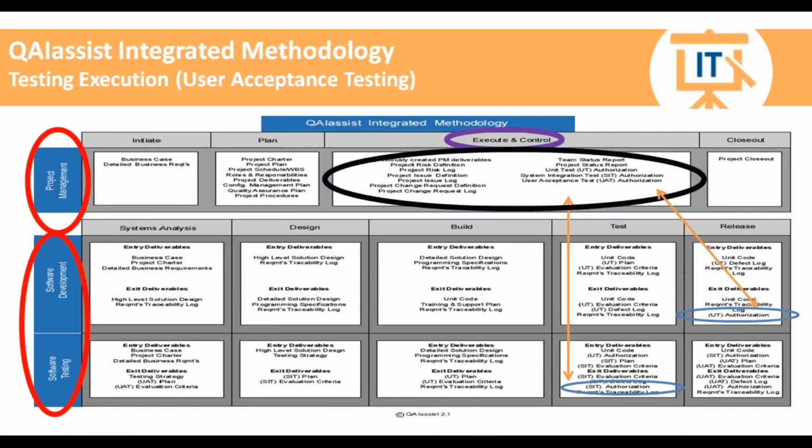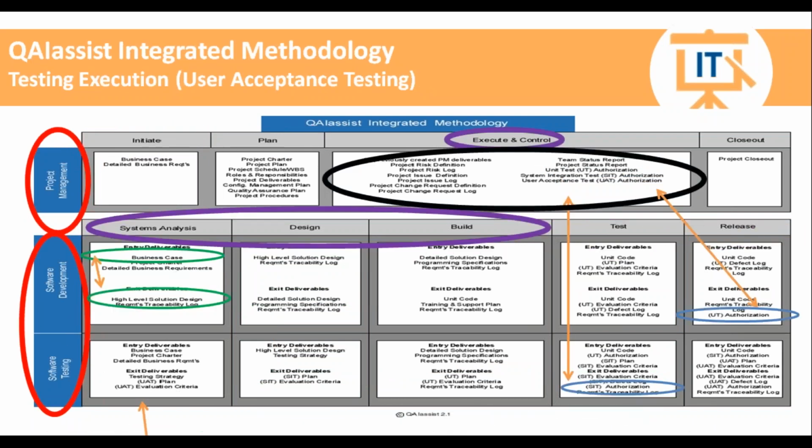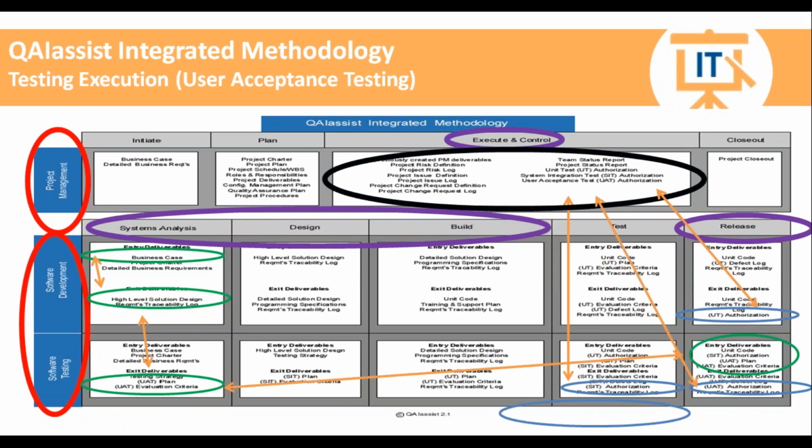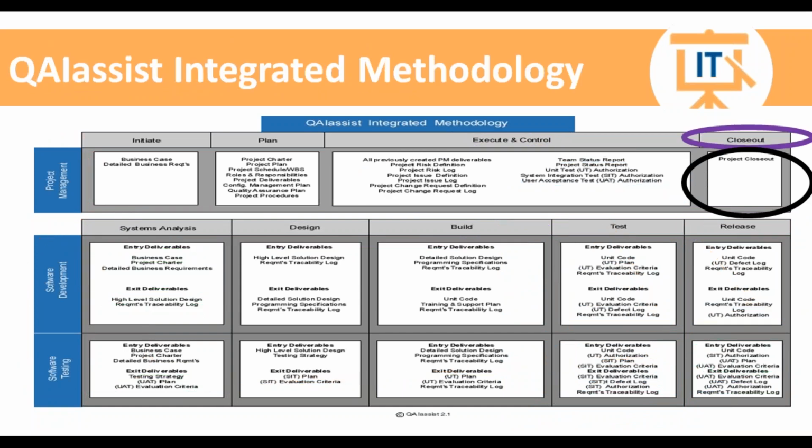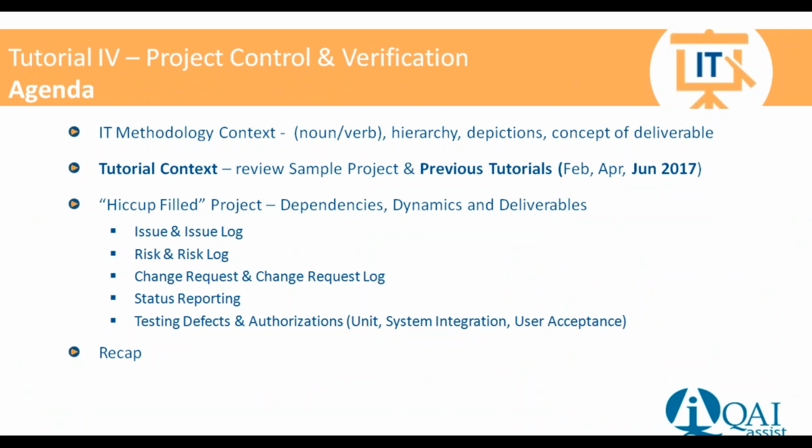Similarly, when we're doing our user acceptance testing, we've got our high-level solution design deliverable done. We're going to lay out our user acceptance test plan for the requirements based on the high-level solution design deliverable. And we're going to also complete our evaluation criteria, and use this to do all of our user acceptance testing. Once we have all these authorizations completed, unit test, integration testing, and user acceptance testing, we can close our project. So that gets us through June, and that gets us through the perfect project. We didn't have any problems. We didn't have any issues or risks or change requests.